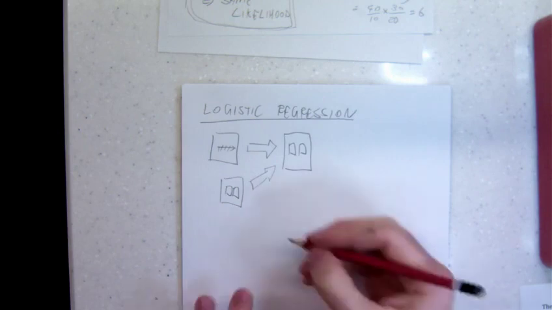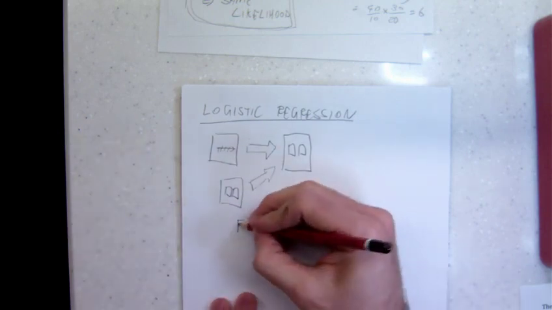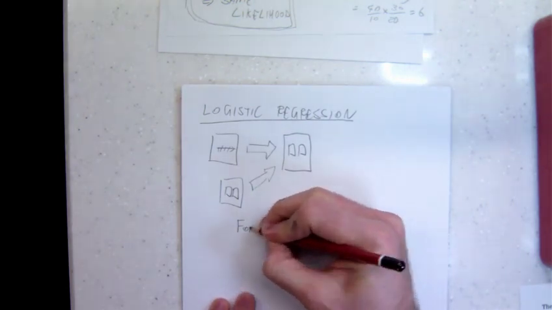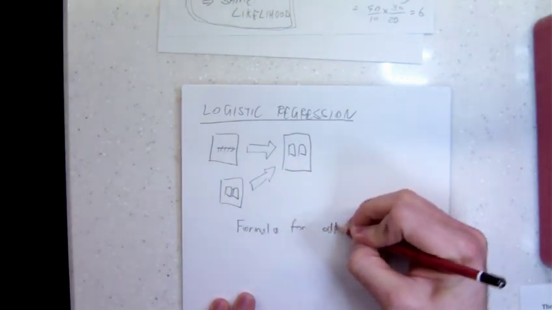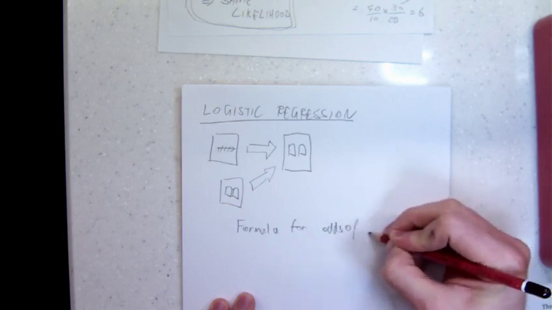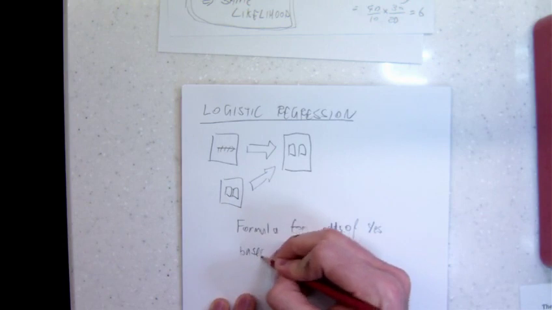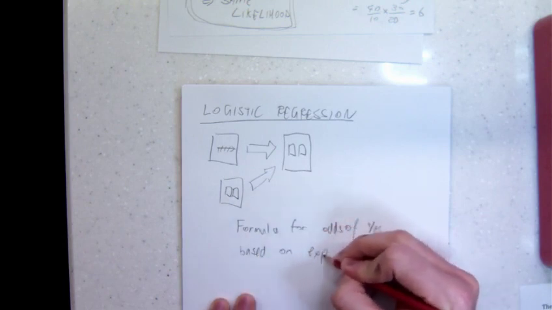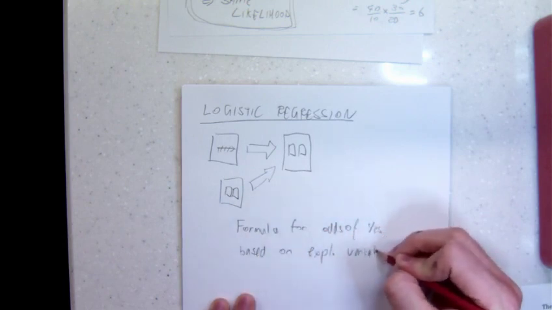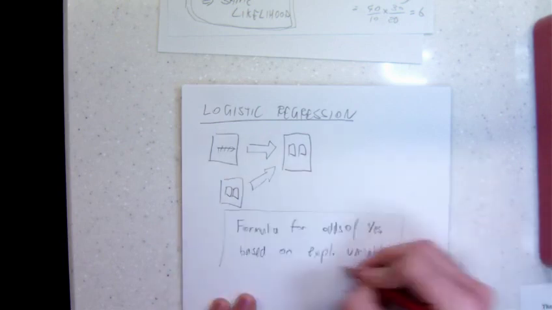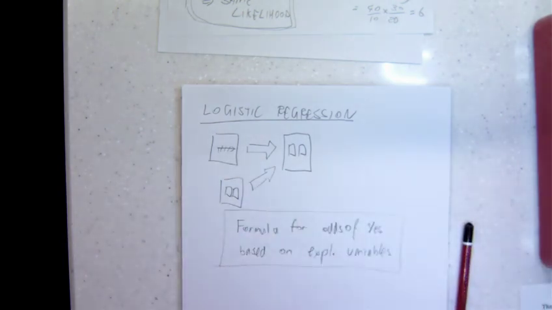Okay, so just let me write that down. You get a formula for the odds of yes based on the explanatory variables. That's the goal. Now, as I said back in the regression topic, technically that's a predict goal. We're trying to predict what the probability will be based on the input.